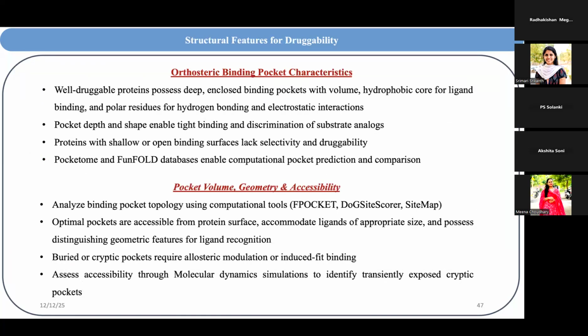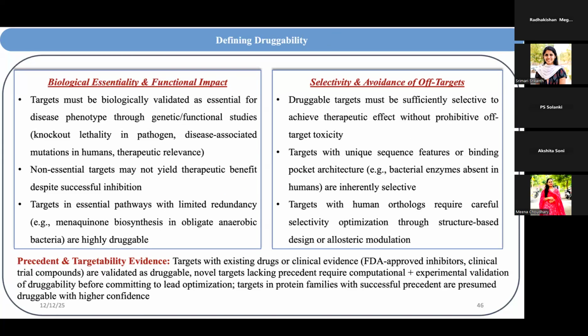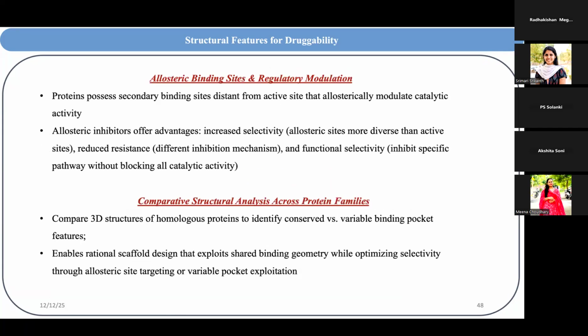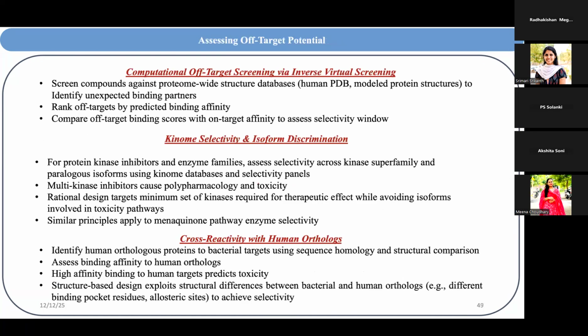So the next one is the structural features for the druggability. Again, the orthosteric binding pocket features, pocket volume and geometry, and then allosteric binding sites, regulatory modulations, and comparative structural analysis are important for this. So assessing off targets is very important, because hitting the wrong protein can be just as bad as missing our target entirely.